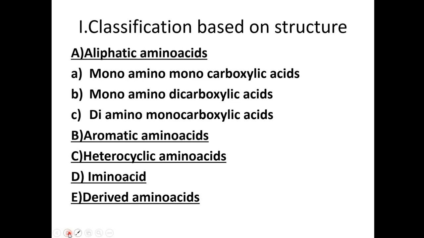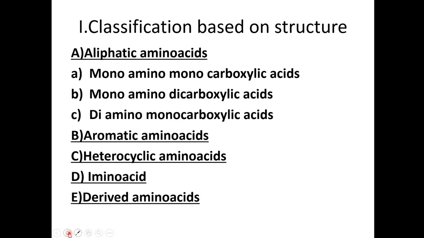The second type of classification under classification based on structure is aromatic amino acid. In case of aromatic amino acid, there is presence of a benzene ring. Third one is heterocyclic amino acid. It is not homocyclic, that contains not only carbon and hydrogen. These types of amino acids contain additional atoms like nitrogen, sulfur, etc. So heterocyclic amino acid. The fourth one is imino acid.